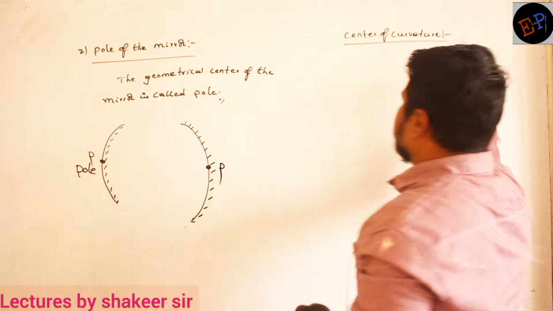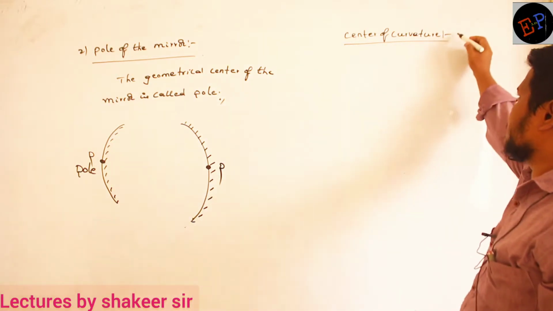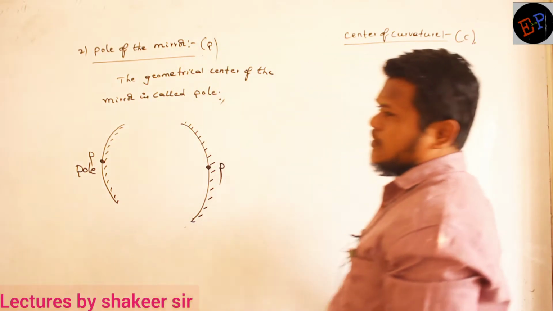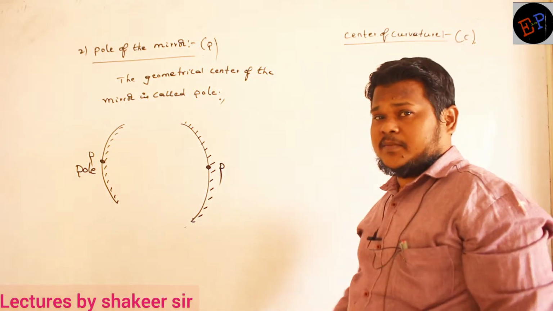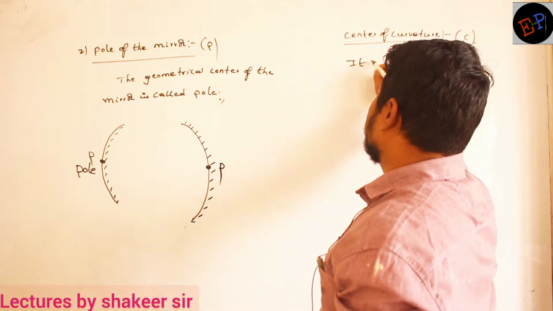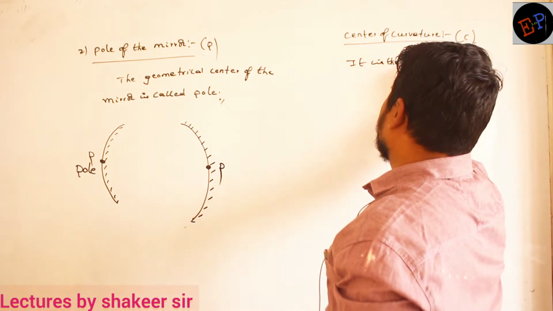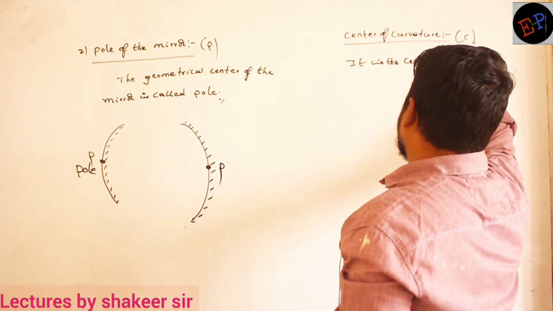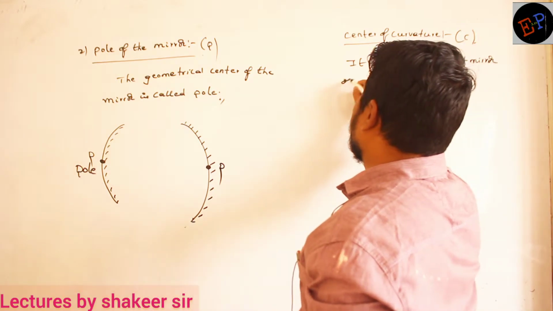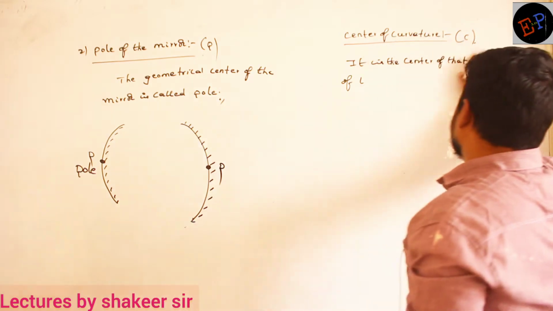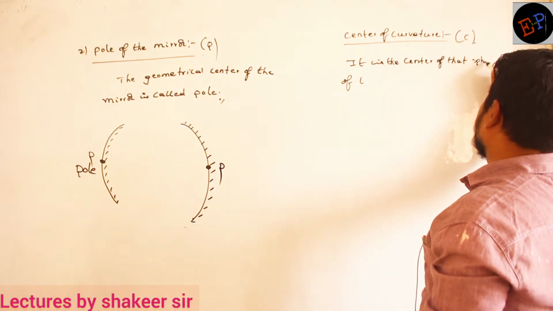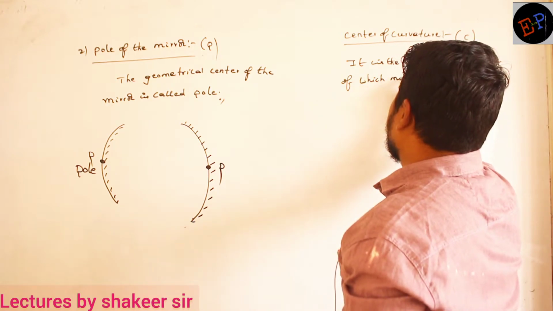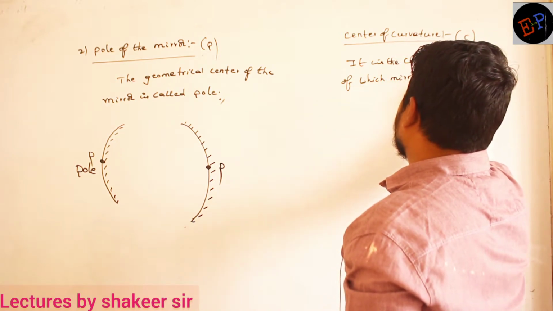Center of curvature, represented by the letter C. Pole of the mirror is represented by P. Center of curvature means, again, the same concept: it is the center of that sphere of which the mirror is a part.